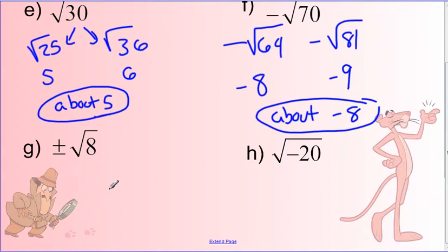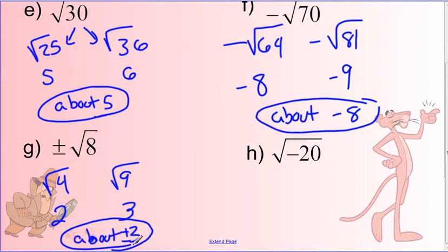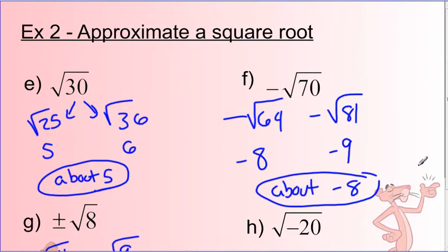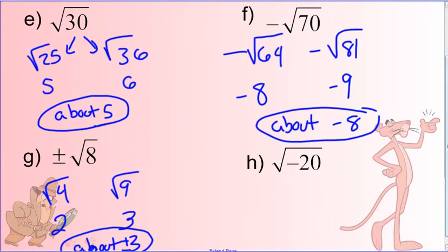8 is, well, we've got 9. And 2 would be square root of 4. And it's definitely closer to the 9. So we're going to say it's about 3. A, B, O, U, T, 3. And we'll put our plus or minus in there. You're looking at your perfect squares close to 8. The perfect squares close to 8 were 4 and 9, which was 2 and 3. And so the answer was about 3.